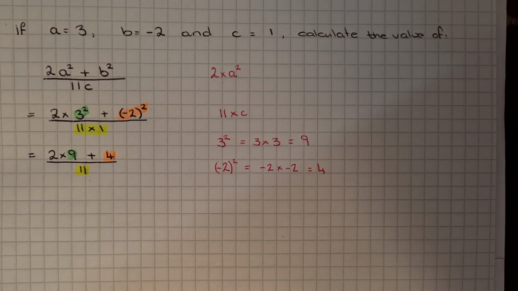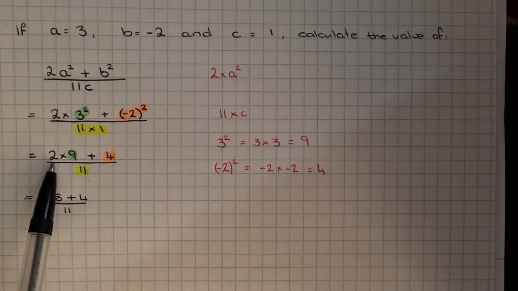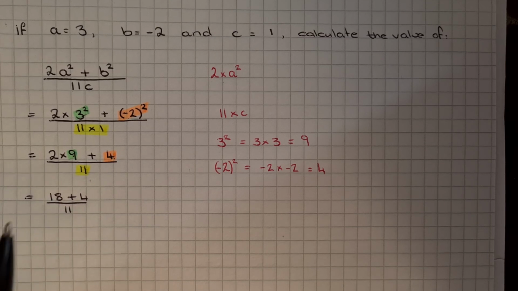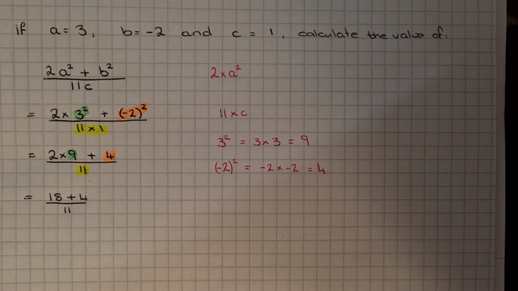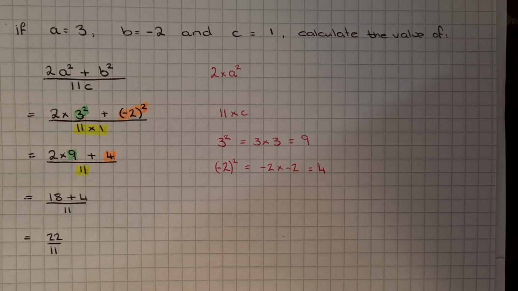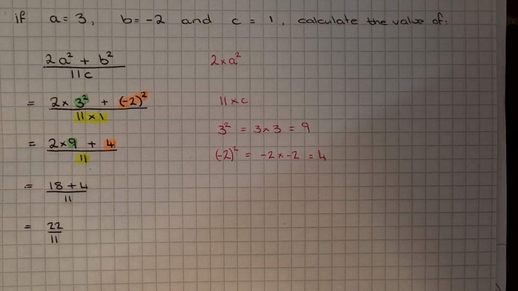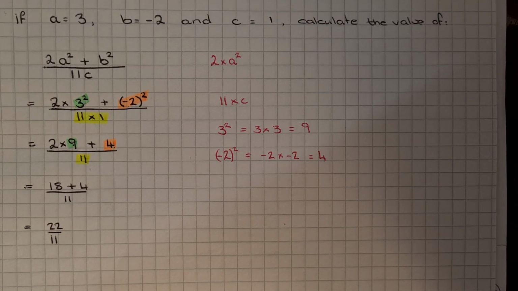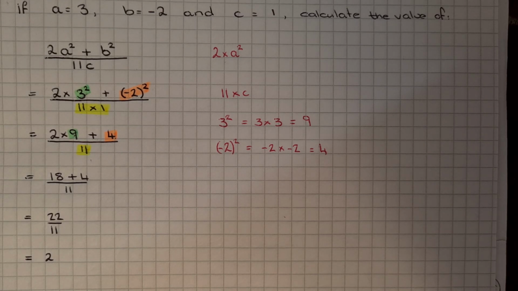Now, still doing BODMAS, the next thing we need to do is this multiplication here. So 2 times 9 ends up being 18. And then we can add the numbers together. So you end up with 22 over 11. Now you could leave the answer as a fraction, or if you can simplify it, you can simplify it. 22 over 11 is the same as 22 divided by 11, which is just 2. But you could leave it as a fraction if you want to.